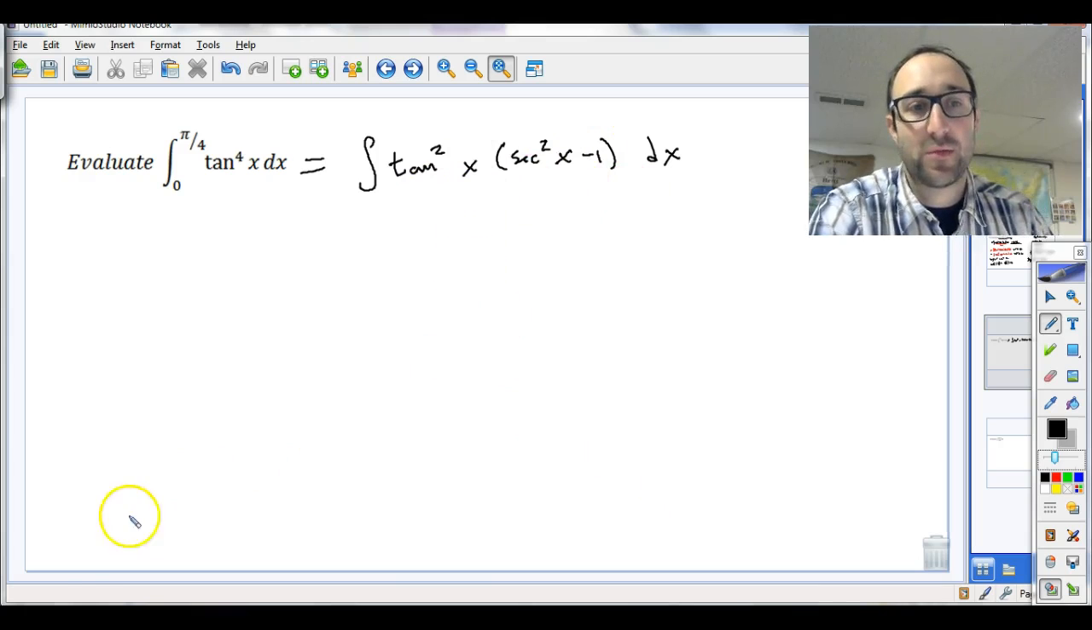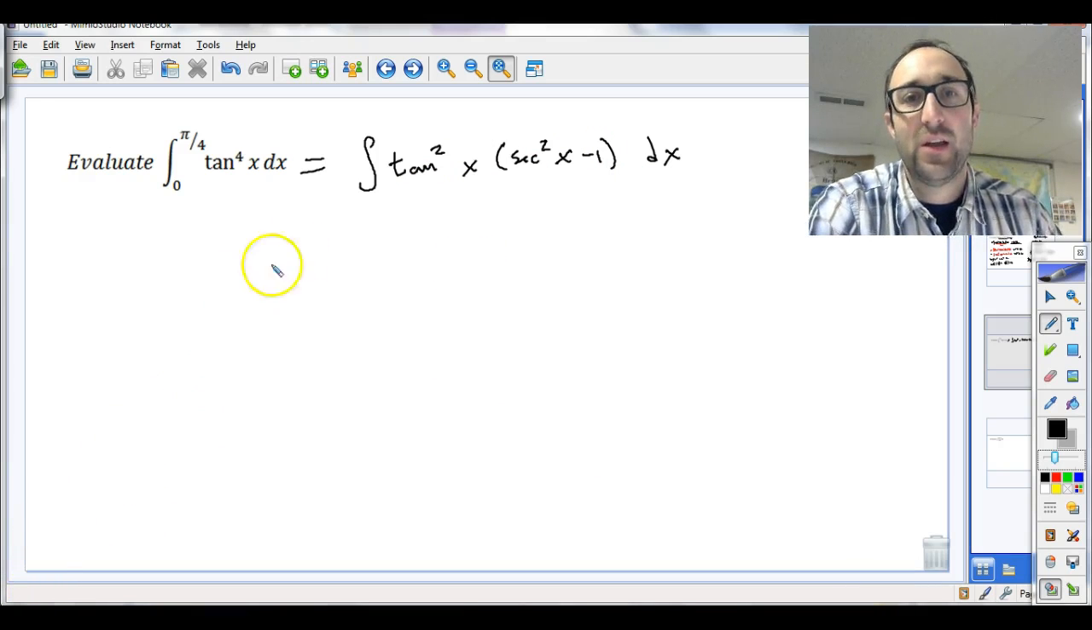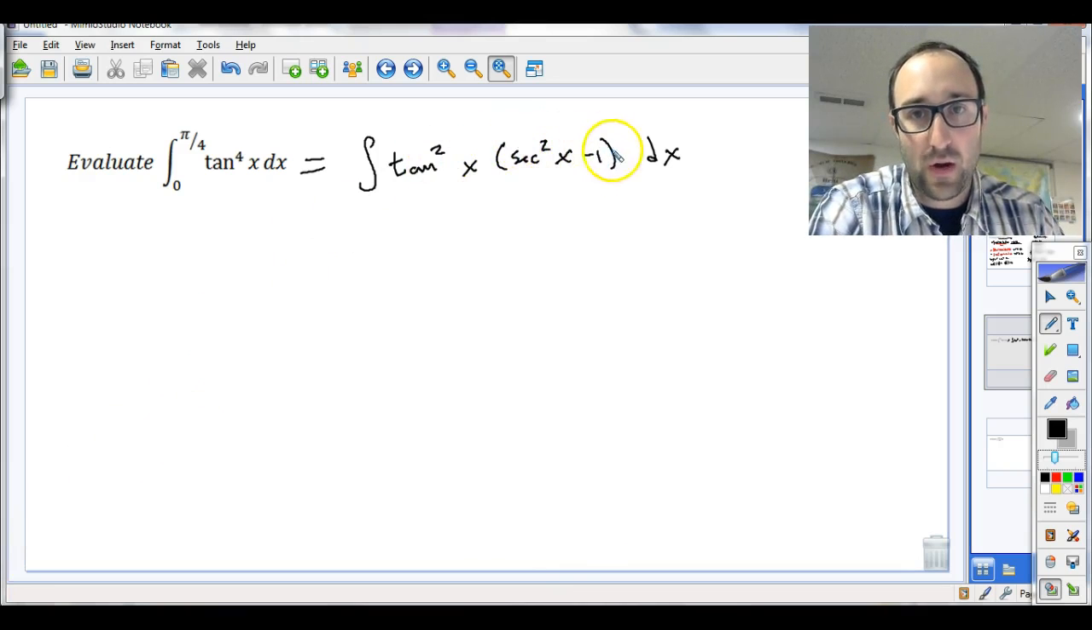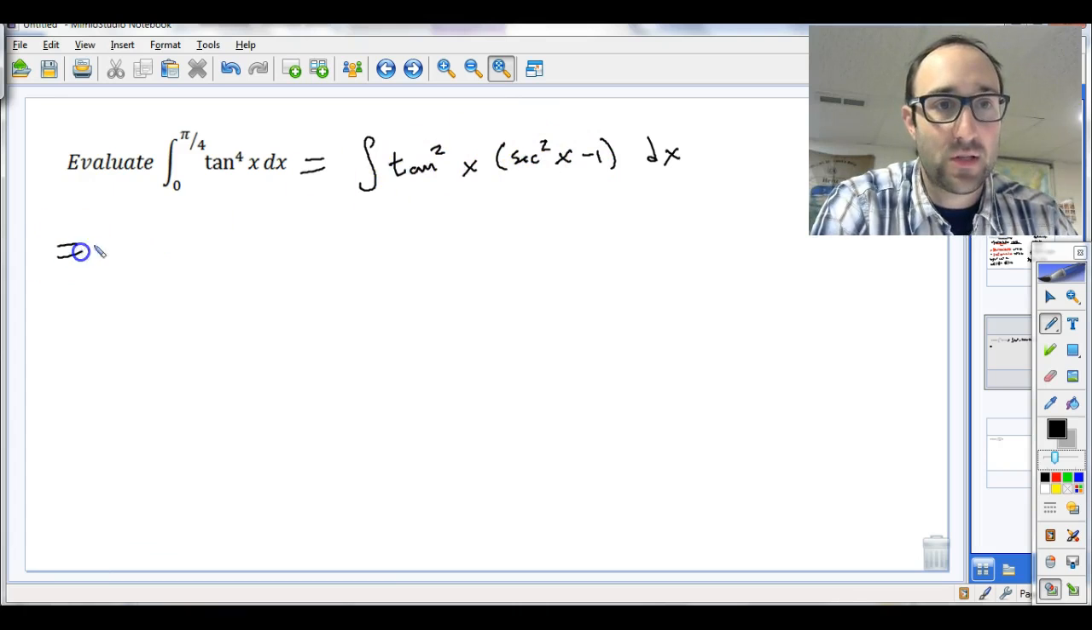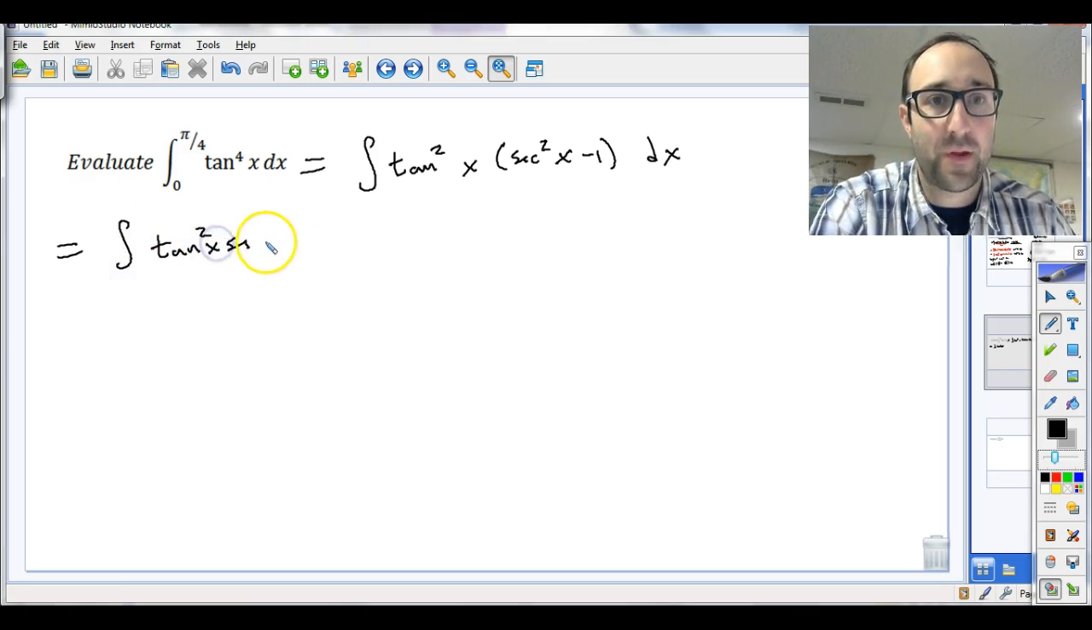Do I want to write it in terms of sine, or cosine, or tangent, or secant? I'll just see where this goes. What I want to do here is maybe distribute this tangent squared. So let's say that's the integral of tangent squared x secant squared x minus tangent squared x dx.